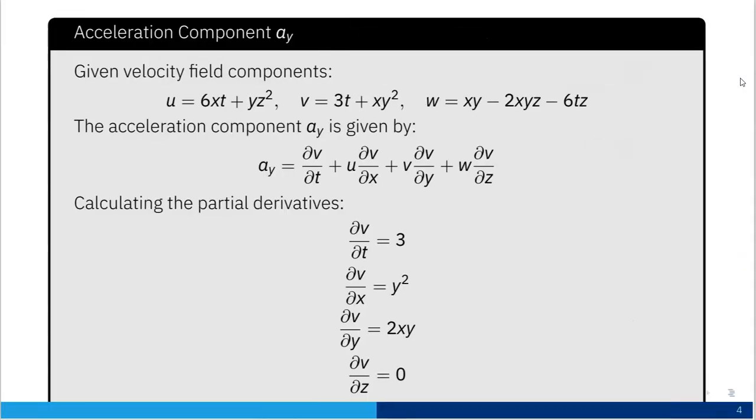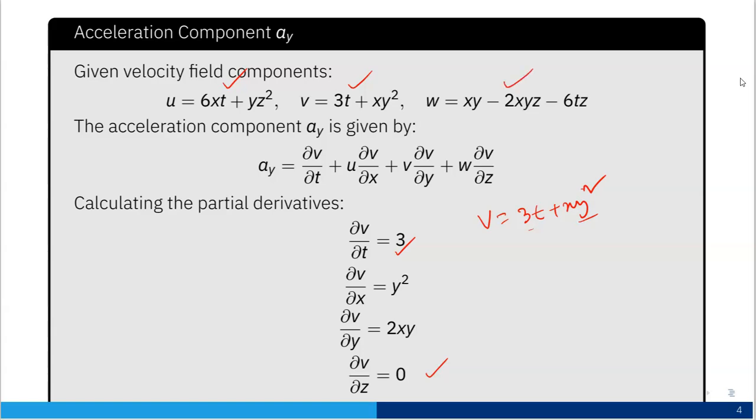Now next is the acceleration component ay. So we know that v is 3t plus xy squared. So here ∂v/∂t is 3, ∂v/∂x is y squared, ∂v/∂y is 2xy, and ∂v/∂z, the z term is not there, so that is 0. And we already know u, v and w.